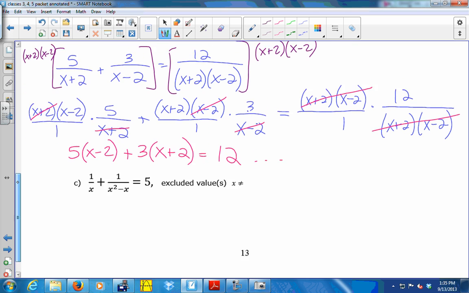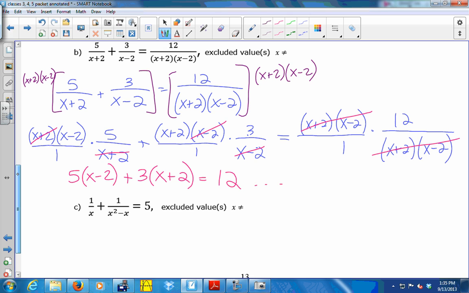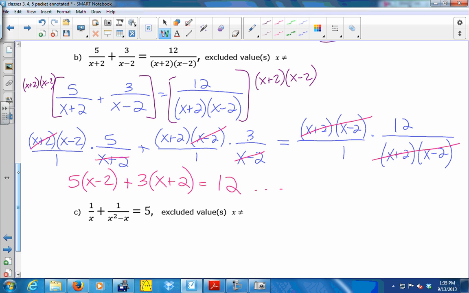It comes out to be 2. Oh, that's a big problem, right? Okay. So let's finish solving it. So we get 5x minus 10 plus 3x plus 6 equals 12. So 5x plus 3x is 8x. Negative 10 plus 6 is negative 4, so I'm going to add 4 to both sides, and I get 16, and I get x equals 2.